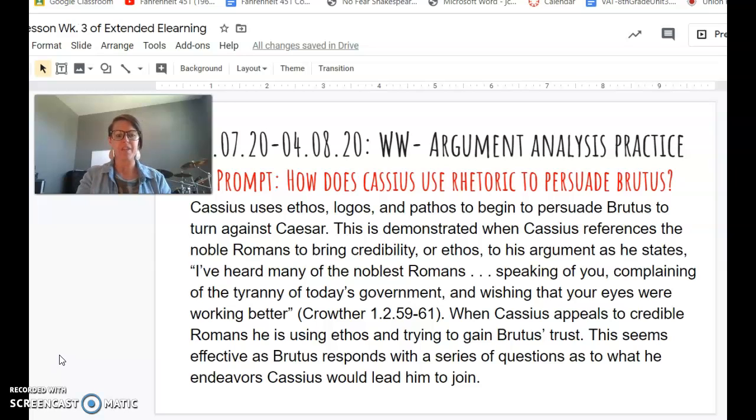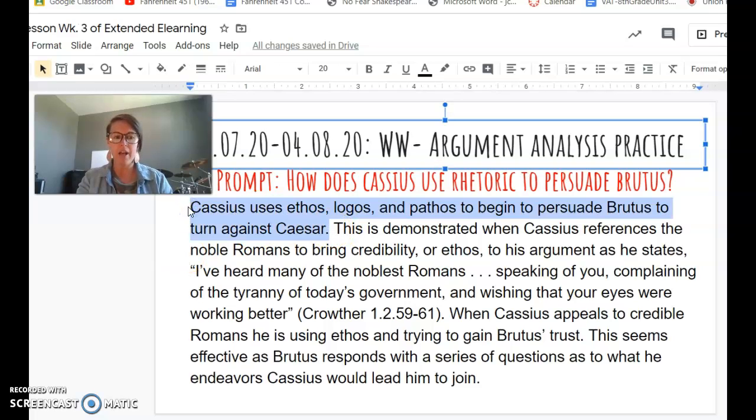This seems effective as Brutus responds with a series of questions as to why he endeavors Cassius would lead him to join. So taking a look at this paragraph, what you might notice is that the first sentence is very general. I'm giving you guys an idea of what I'm going to talk about in my paragraph. Now, we might confuse this with our claim statement, but we're not quite there yet because we're being very general. So this is a claim statement, but we're going to get a little bit more specific here in a little bit. So in the second sentence, what you probably notice is that I bring up my character and then I start to narrow my focus.